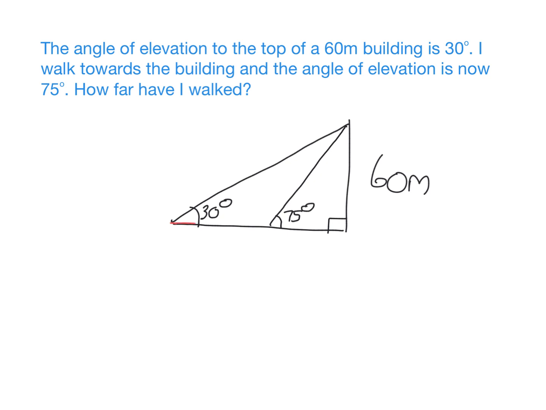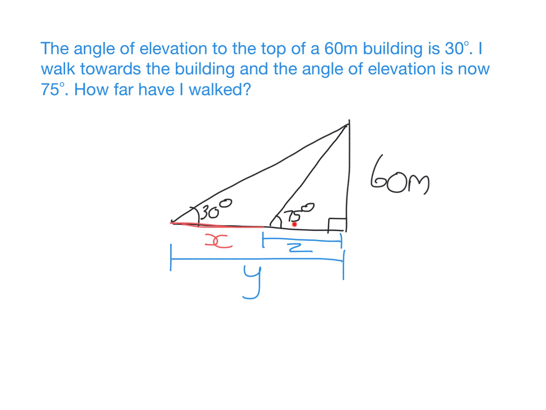So how far have I walked? We're being asked to find this distance here. So we could actually solve for x using either the sine rule or SOHCAHTOA. We can use SOHCAHTOA because it's a right angled triangle. So that's what I'm going to do. Now we can't find x directly using SOHCAHTOA, the reason being x is not a side in any right angled triangle. But what we can do is we can find this side here, I'll call that y, and we can find this side here, which I'll call z, both of which can be found using SOHCAHTOA.